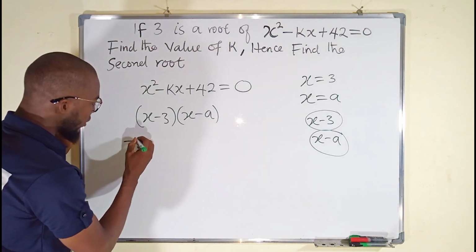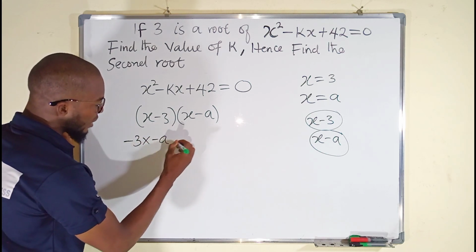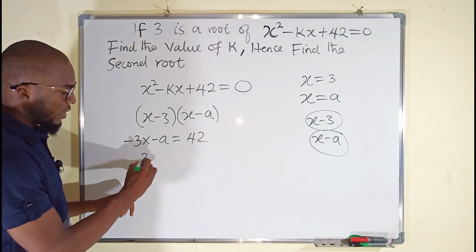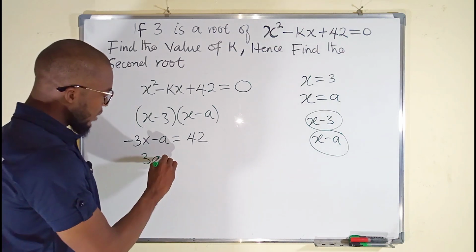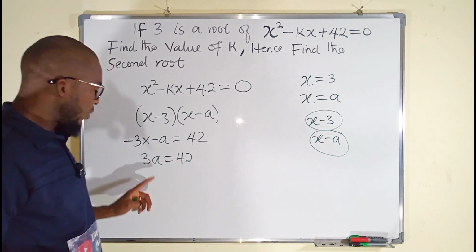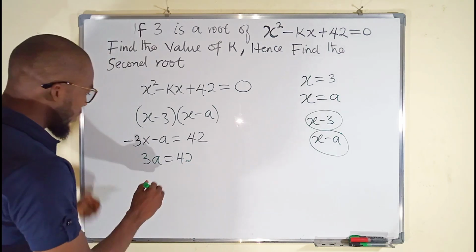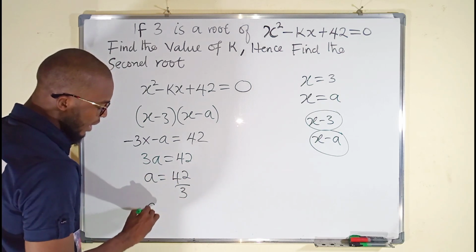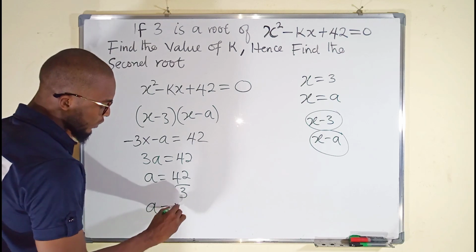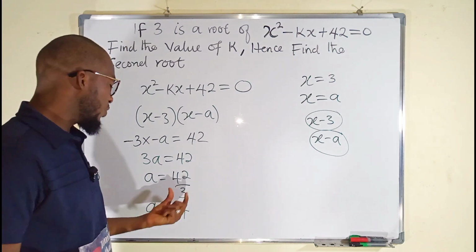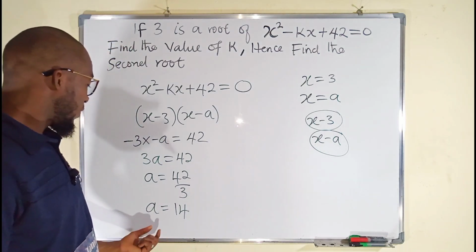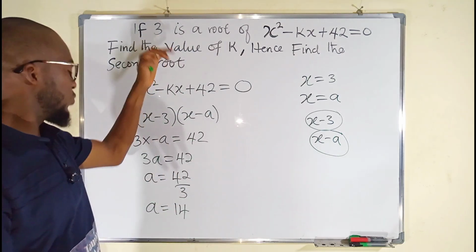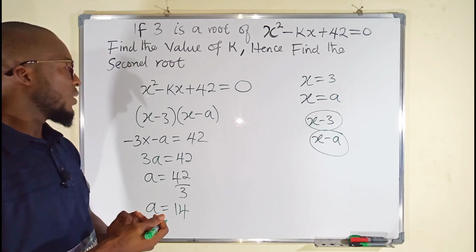So taking negative 3, multiplied by this negative a, you have to obtain the constant term, which is 42. This will give us 3a, because negative will cancel, equals 42. We are looking for a, therefore we can divide both sides by 3. a will be equal to 42 divided by 3, and a finally will be equal to 14. This means that 14 is the other root, given that 3 is also a root. So the two roots are 3 and 14. We are done with the root.